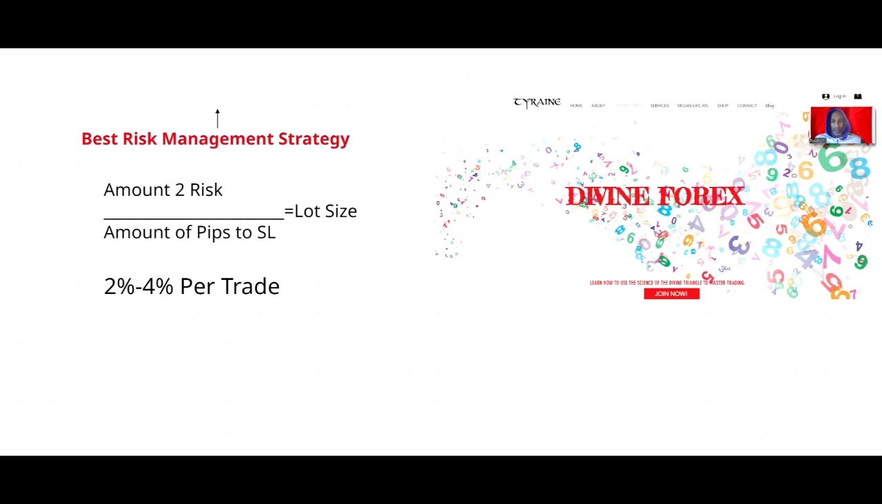You don't want to overcomplicate things. You want to keep it simple. So there's a quick strategy that you can use for your risk management.